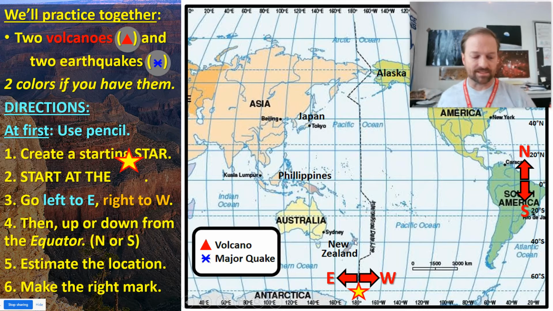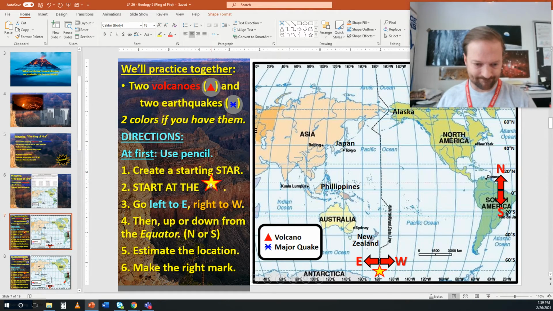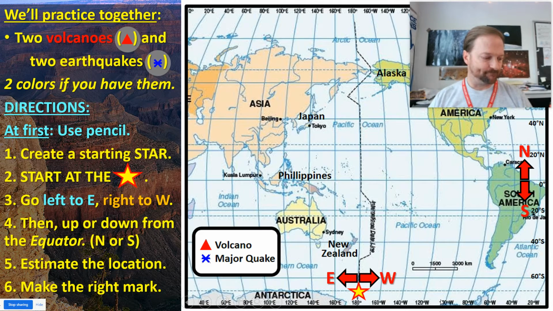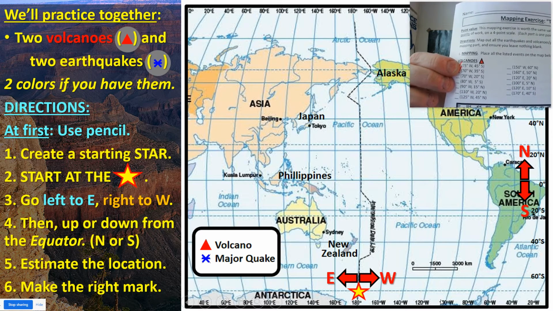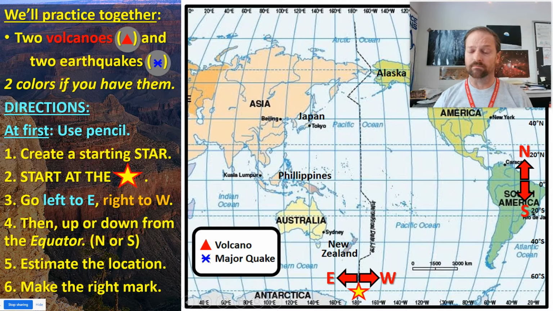Okay. Now that star, let me fix something here. That star, first we're going to go left or right, and then we're going to go up to wherever the north-south part happens to be of all these numbers. So let's take the first one, and you see it on your paper. 75 west, 45 south. Okay? I can find 75 west, 45 south every time, starting at the star. Here we go. Down at the star, I'm going to go across to the right. Okay?